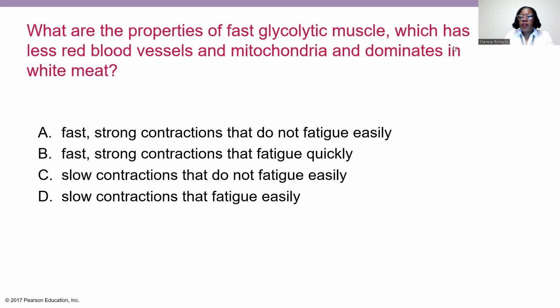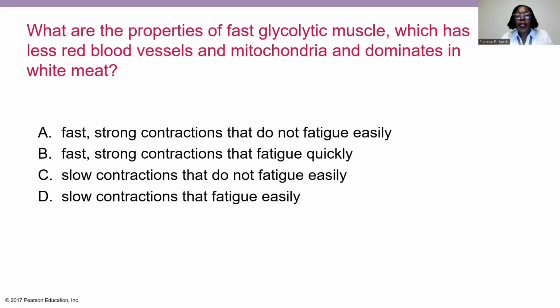So what are the properties of fast glycolytic muscle, which has less red blood vessels and mitochondria and dominates in white meat? Most of you selected B. B is fast, strong contractions that fatigue quickly. So this is correct, right? If we think about fast glycolytic, remember the first name of the muscle is its speed of contraction. So right away we can eliminate C and D. The last name of the muscle is its main source of ATP production. So glycolytic means that it relies mainly on glycolysis, right?